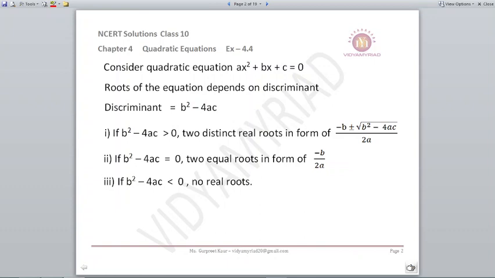Now if b square minus 4ac is equal to 0, it means it will have two equal roots, and we can find those by putting it into minus b upon 2a. And thirdly, if b square minus 4ac is less than 0, it means it has no real roots. So we will be solving these quadratic equations with the help of the discriminant, and we will find out what type of roots each has. Let's begin with the exercise.